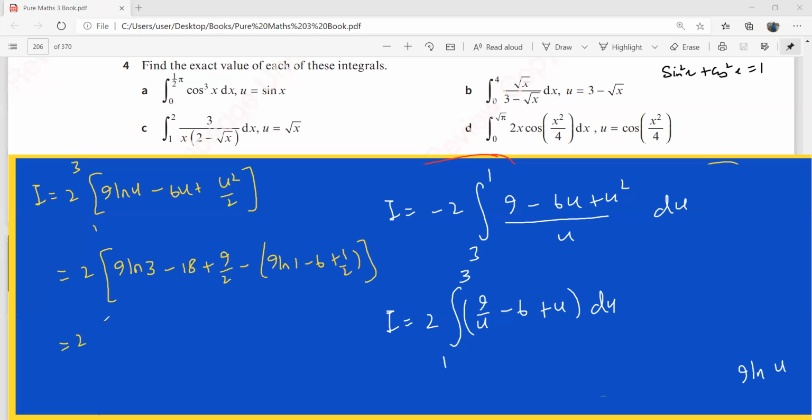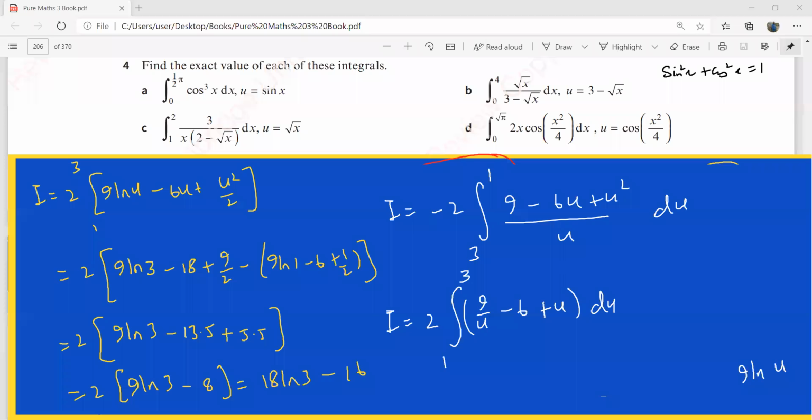Okay, so this is going to be 9 ln 3, and then you have this is 4.5, and this is minus 13.5, and this is going to be 0. This is plus 6, this is minus 5.5, and this is going to be plus 5.5. So you have 2 into 9 ln 3, and you have minus 8 here. Yes, minus 8. And you can write it as 18 ln 3 minus 16.